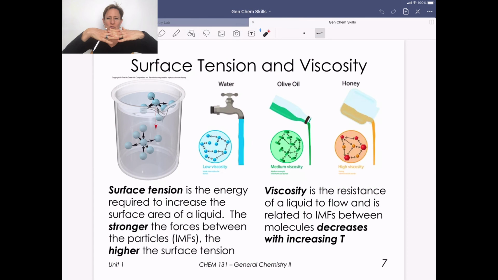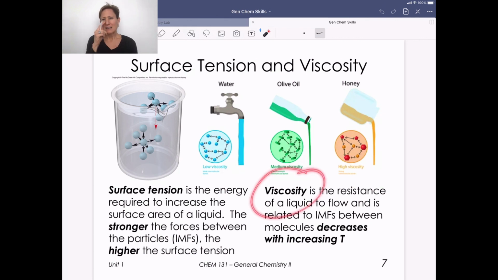So the fact that those molecules are sort of glued to one another makes it hard to break that surface. So the stronger the forces between the particles, the more intermolecular forces you have, the higher the surface tension, the more energy it's going to take to break that surface. Okay, so that's how we define surface tension. But again, we need to answer the question first about intermolecular forces.